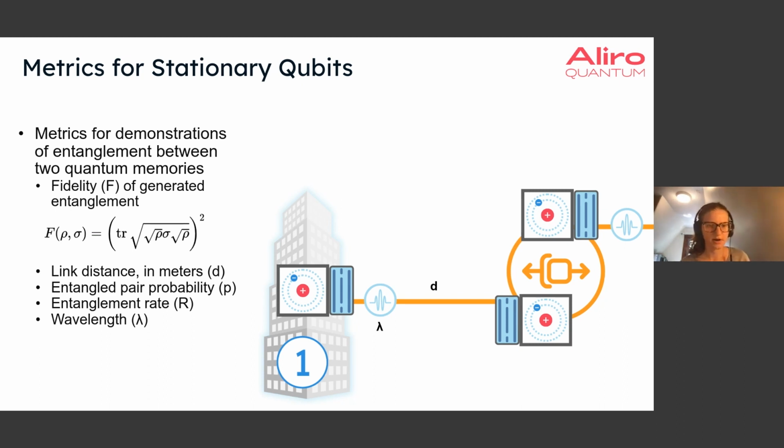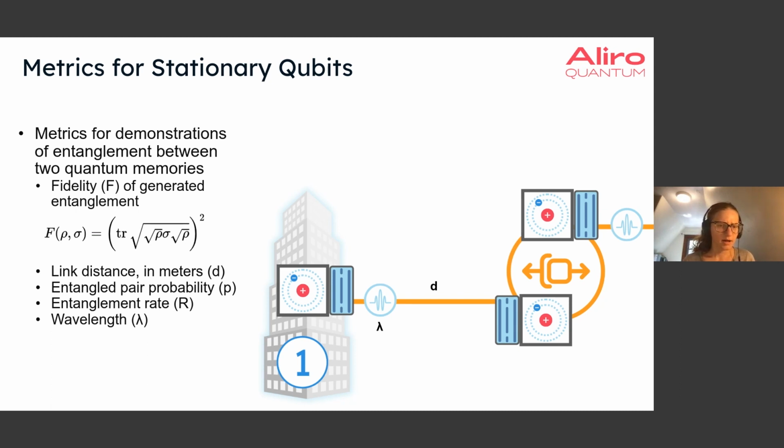Some other metrics which are important, link distance, and of course we would want to have very large link distances, or at least as large as possible, without affecting some of these other parameters, since a lot of these parameters or metrics will be related to each other. There's entangled pair probability, so the probability that you will generate entanglement. This we would want to be higher, of course. There's also entanglement rate, basically how often per second you're able to generate entanglement, and we would of course want this to also be as high as possible.